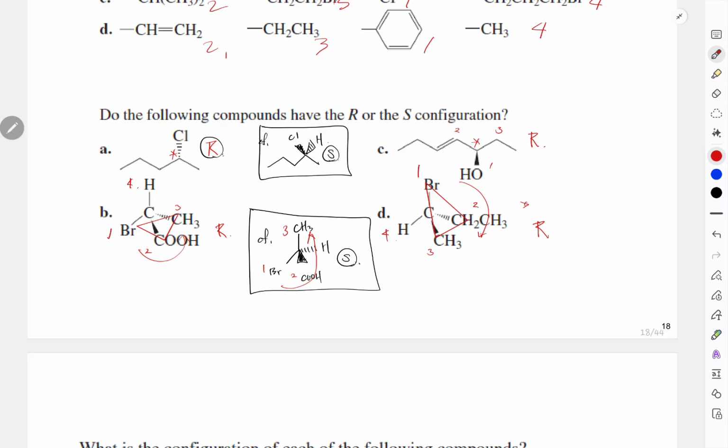You can double check. You can solve or assign R versus S configuration in 2 ways maybe, and then compare the answers. That's how you can maybe double check.